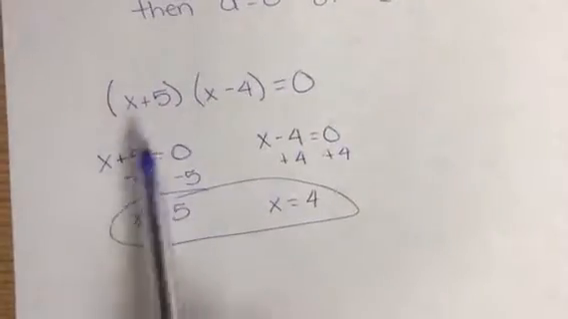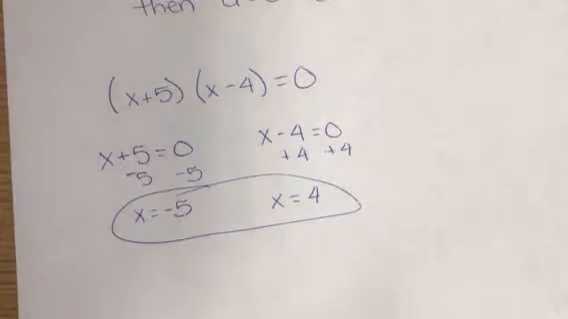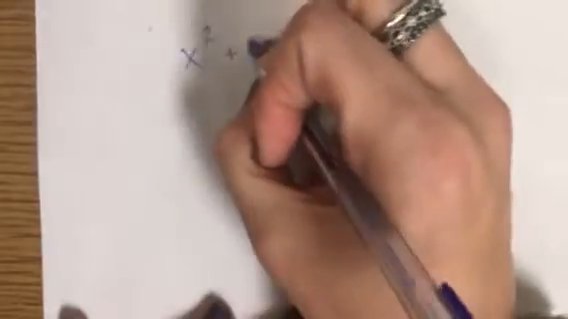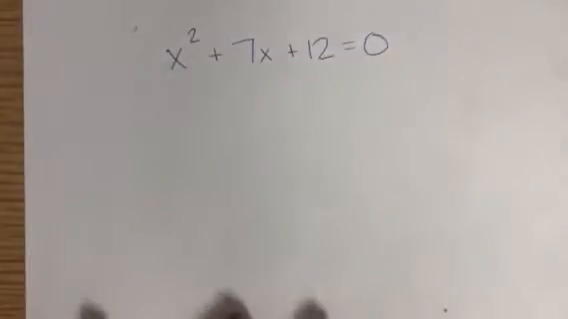Now, unfortunately, every problem won't already be set up in this format for us, which means we might have to do a little bit of work to get there. So maybe we have a problem that says x squared plus 7x plus 12 equals 0.